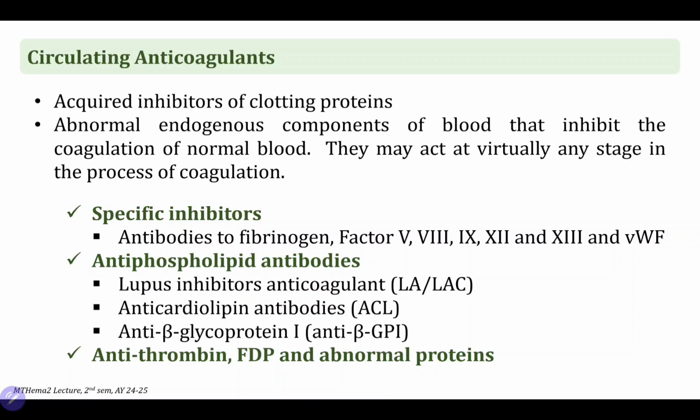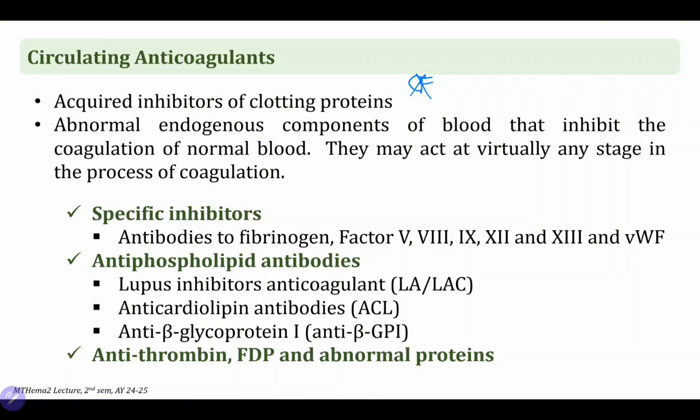Next is we have your circulating anticoagulants. These are acquired inhibitors of clotting proteins. So from the name itself, once you have these circulating anticoagulants, they would inhibit your coagulation factors. These are abnormal endogenous components of blood that inhibit the coagulation of normal blood. They may act at virtually any stage in the process of coagulation.